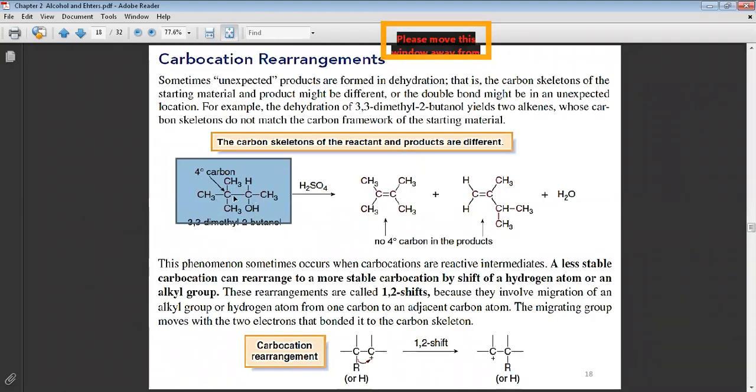It will be 1,2 methyl shift, 1,2 alkyl shift. The positive will be converted to here, that meaning this positive it is now secondary or tertiary carbocation.